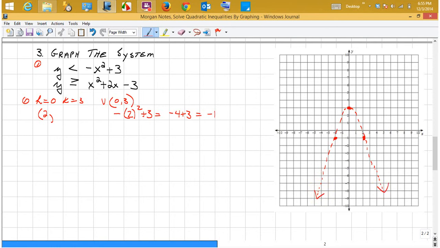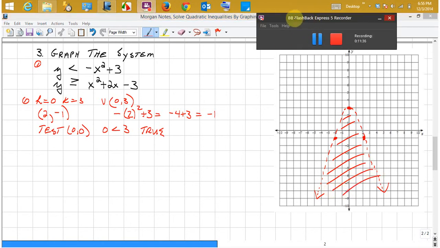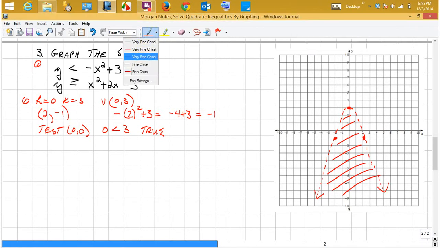And let's test a point. We're going to test 0, 0. And I would get 0 is less than 3, which is true. So this one would be shaded on the inside. Okay, let's plot the other one. I'm going to call that 2, and I'm going to use a different color.